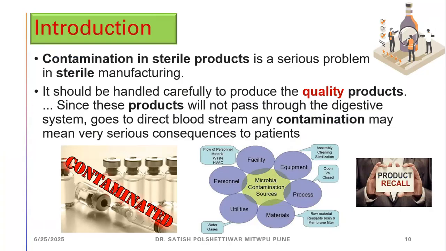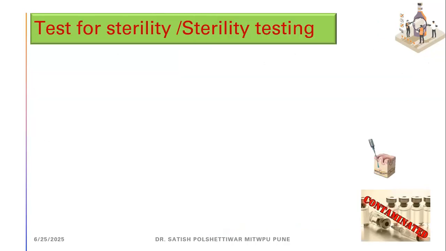So what is sterilization and sterility? Contamination in sterile product is a serious problem in sterile manufacturing. Any product which directly comes in contact with the blood and lacrimal fluid needs to always be manufactured in an aseptic area, that is class 100. In the previous video we discussed that. It should be labeled carefully to produce quality products, because these products do not pass through the digestive system. That's why they are called parenteral, going directly to the bloodstream. So if you take any contaminated product, that may have serious consequences for patients. That is very important. We need to always check this.